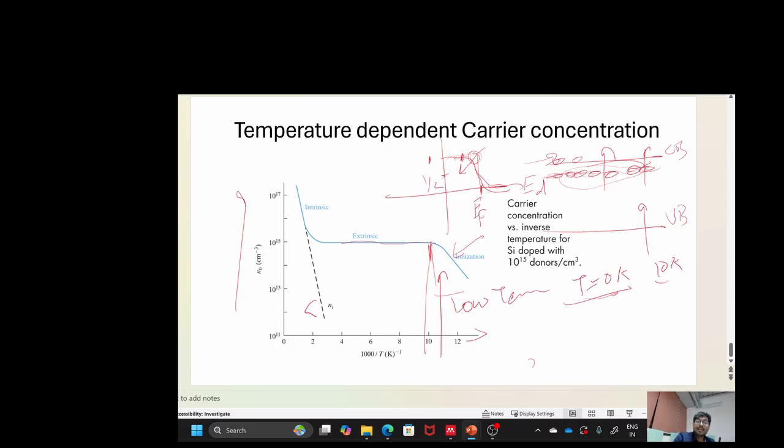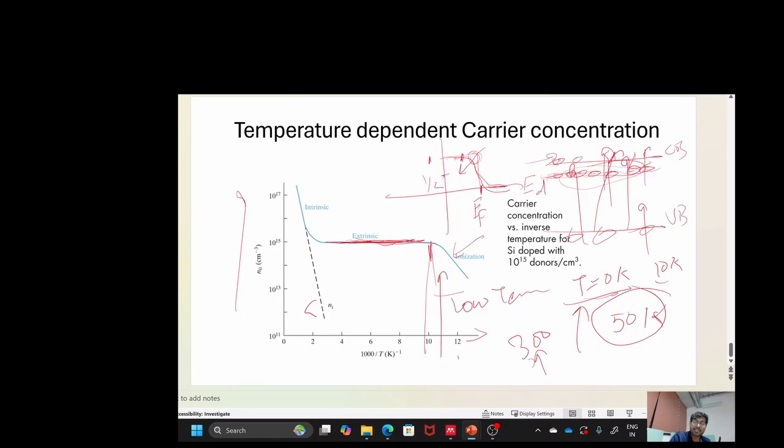Okay, and after that, let us say till 50 Kelvin, all these dopants are ionized. So the carrier concentration will be constant. If we increase the temperature more and more above 300 Kelvin, up to a certain temperature the valence band electrons do not have sufficient energy to jump into the conduction band, right? These valence band electrons will jump into the conduction band if they get sufficient energy.